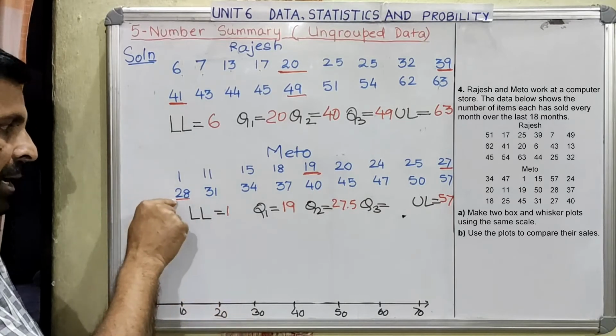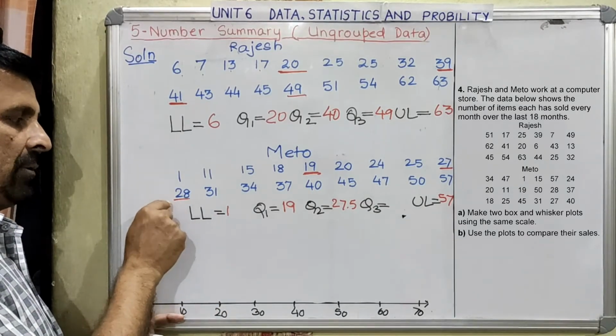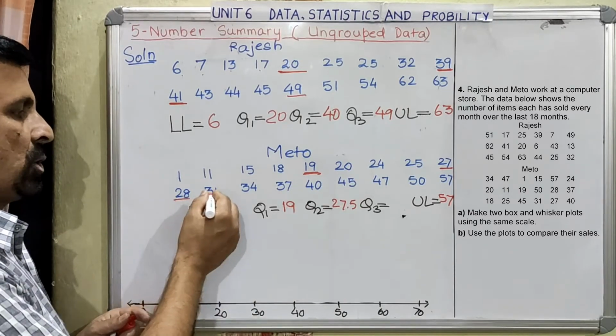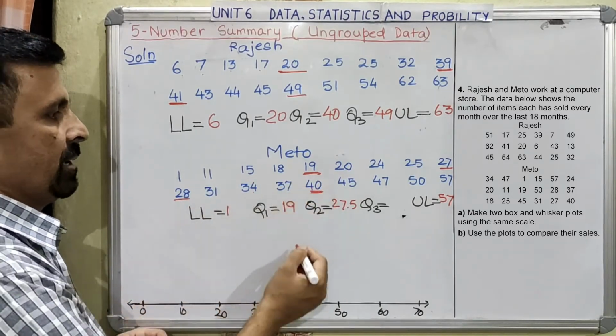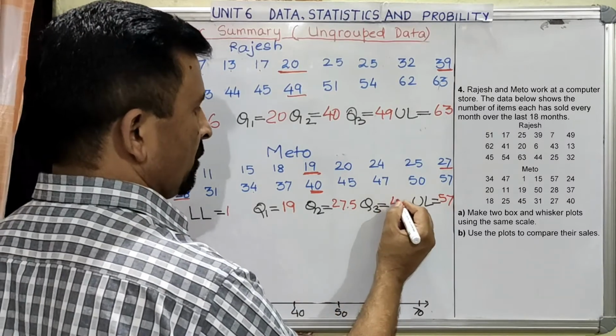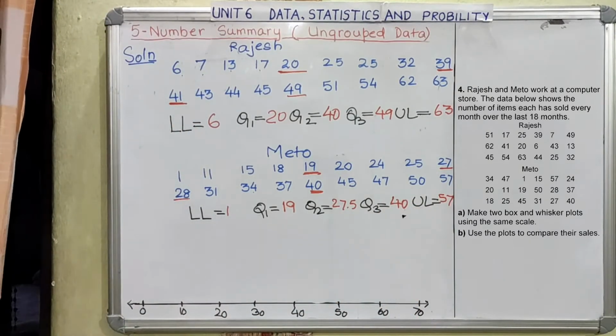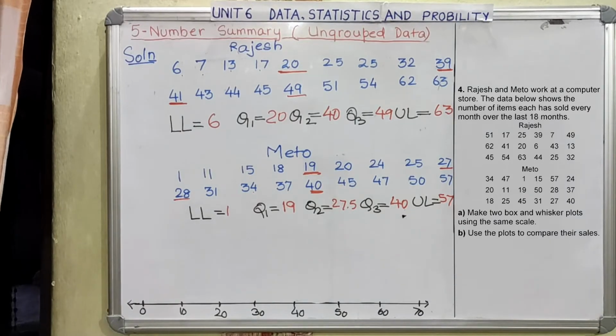And that 5th will be counted from here. For Q3 the position will be counted from this point. So from this point the 5th data will be 1, 2, 3, 4, 5, 40, and therefore your Q3 is 40. So everything is now calculated. Both the 5-number summaries are calculated.